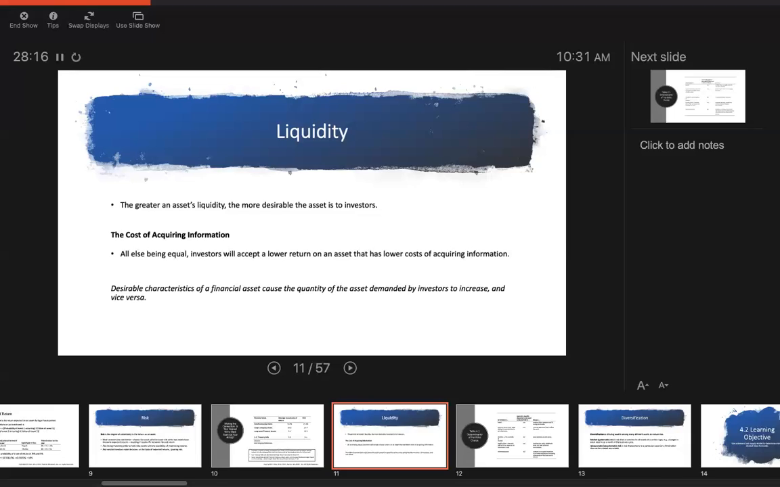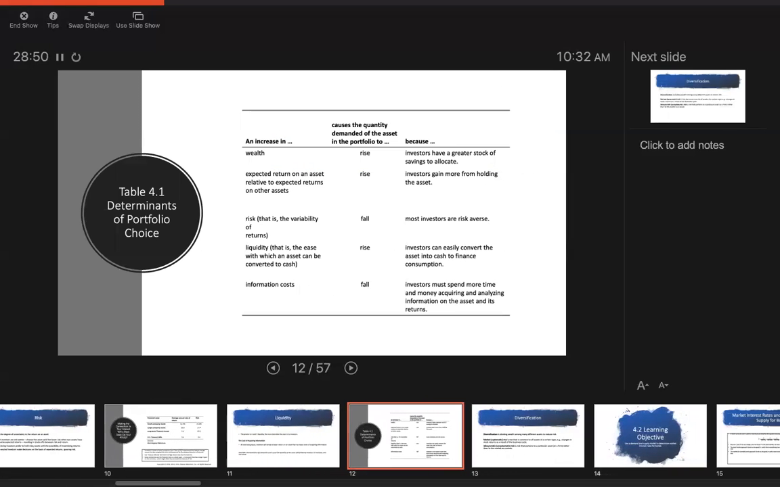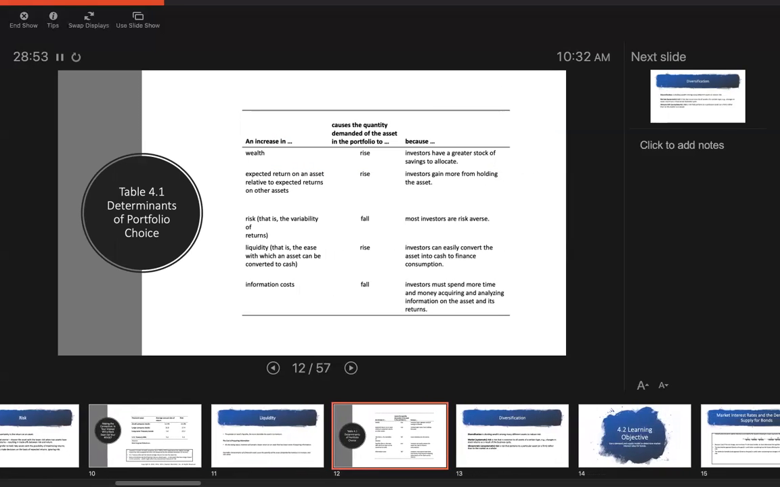So the point is that the return itself is not the end point, it is the starting point, right? You start with looking at the return of an asset, adjust that return based on the level of risk that the asset carries, then adjust that further by the cost of acquiring information, and adjust that further down by how much liquidity the asset has. So you need to take into account all these other characteristics of that asset before you can make an informed portfolio choice.